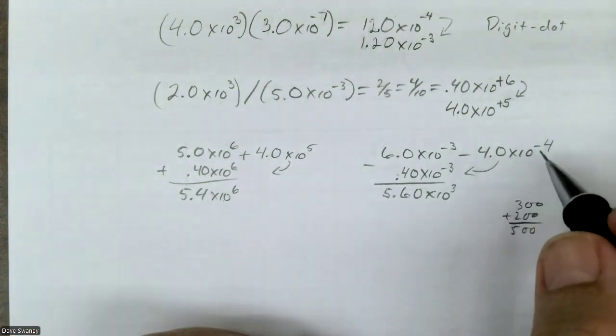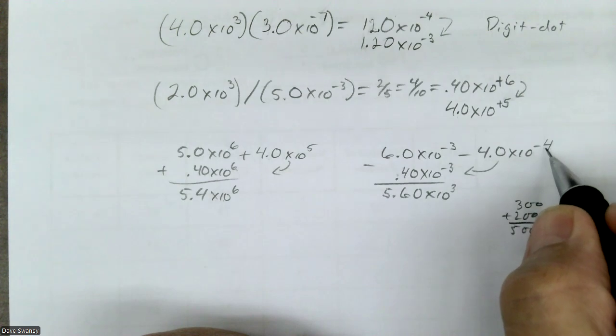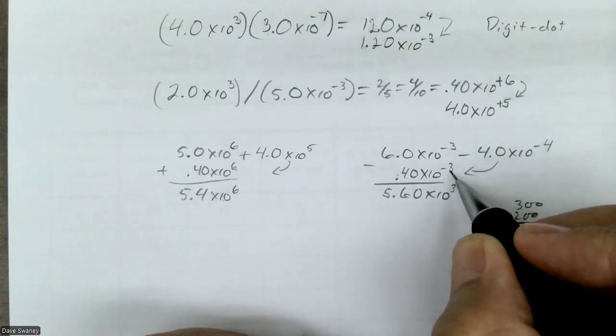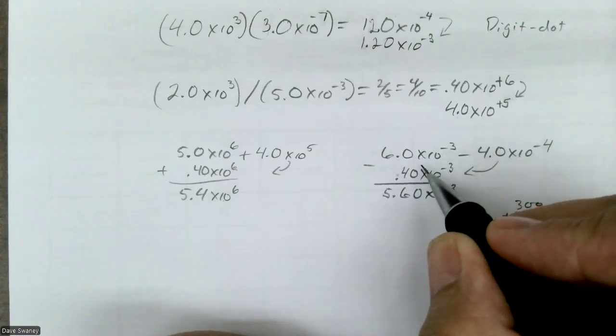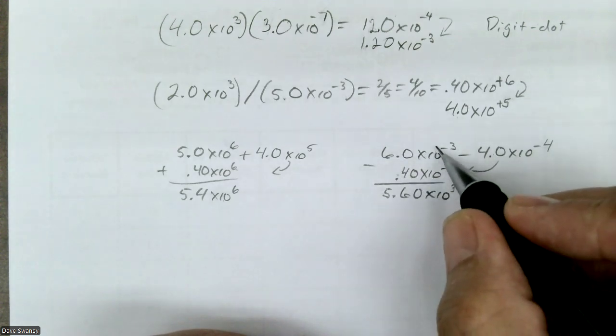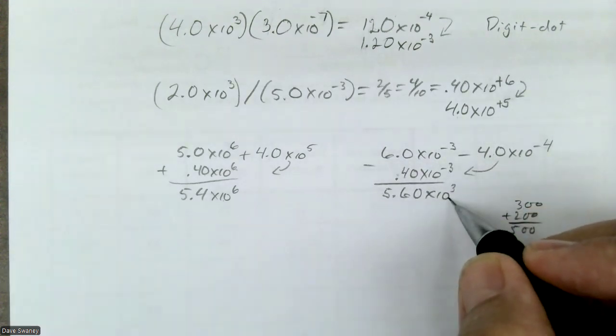Now we can do it with negative exponents. This is a smaller exponent. It's easier if we make it bigger. So let's transform the negative 4 exponent to negative 3. This just got bigger by 1 decimal point, so this must get smaller by 1 decimal point. And then we can subtract this. And again, the common multiplier falls into the answer.